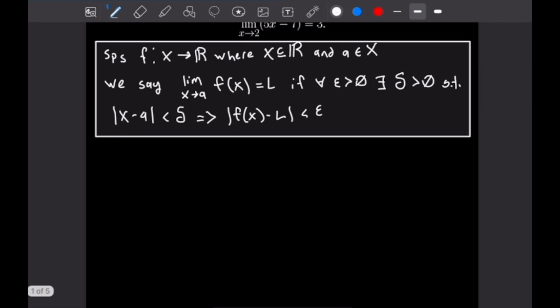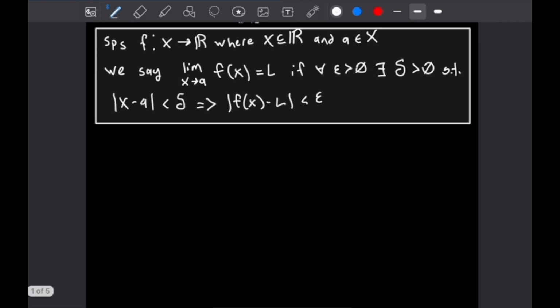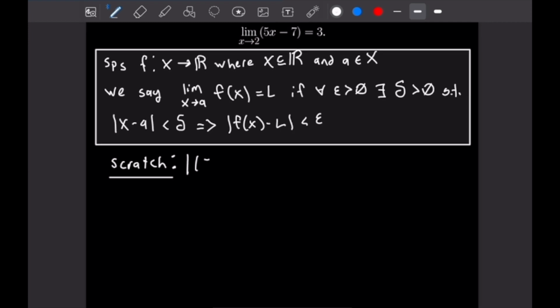So we usually start from the back and work to the front. So we're going to do some scratch work for that, like you've seen in previous proofs. For scratch work, we're going to suppose that we have our f(x) minus L condition there. So we're going to look at the absolute value of, in this case, 5x minus 7, and then that's going to be minus the limit, which is just 3, and that is less than epsilon. And we want to work to x minus a is less than something, and that's what we are going to set to be our delta.